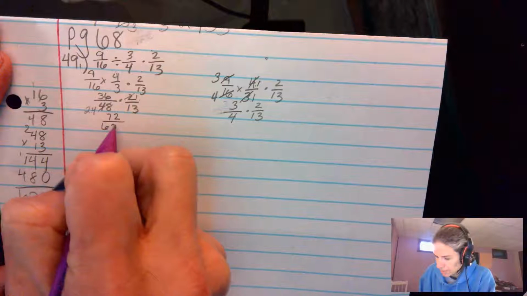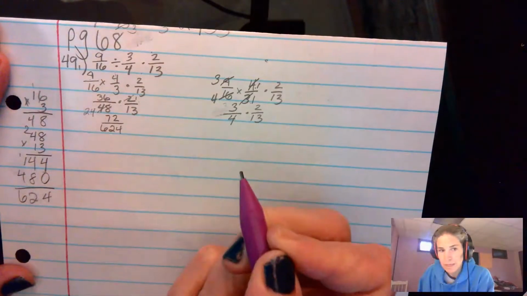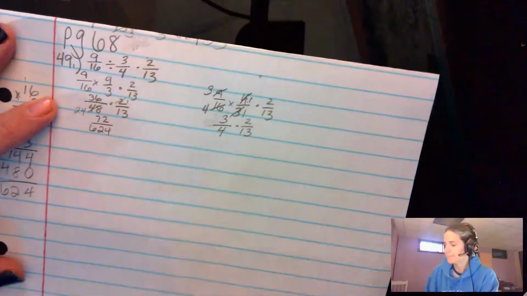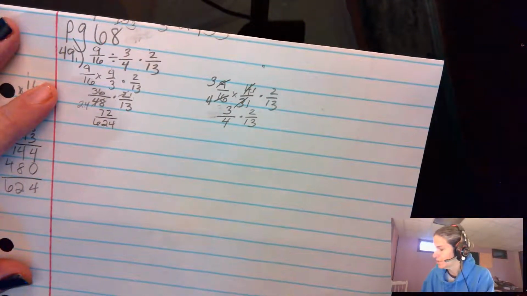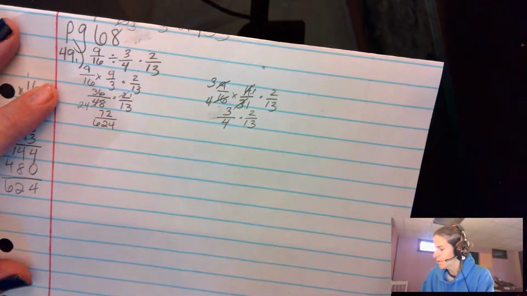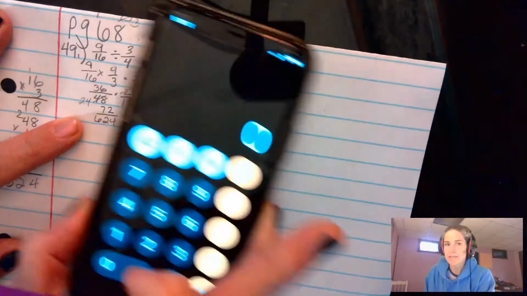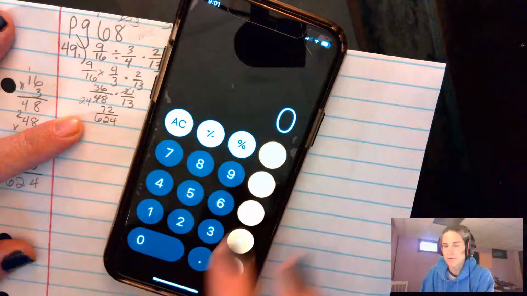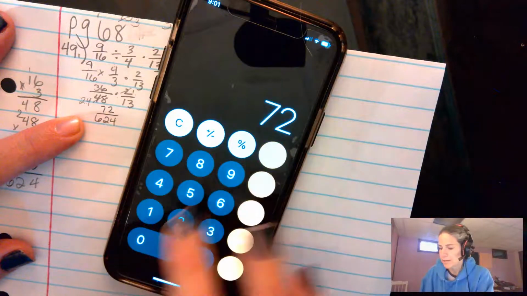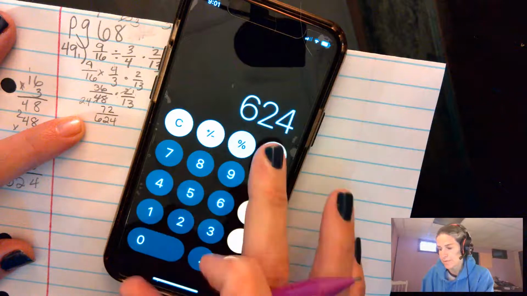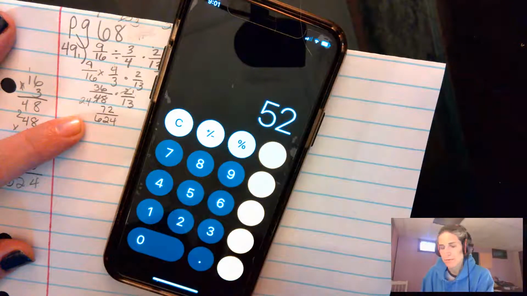Now you know why I want to simplify when I can, because that's just ugly. Okay, so 624, does it have a common factor with 72? I know that 72 is divisible by 12, I think. Yep. Is 624 divisible by 12? Yep. Did you see how I did that? How I figured that out?